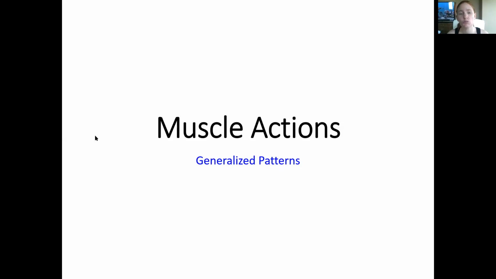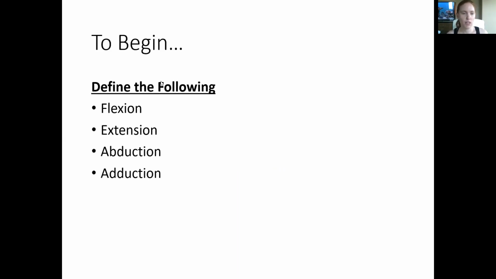to be very helpful for lab, because remember, for lab you need to know not just the muscle names, but the actions of the muscles. And so this is going to help create some context for you. Before we begin, we need to define some of these terms: flexion, extension, abduction, and adduction. So my suggestion would be to pause the video right now, get out a piece of paper, and try to define all of those before you begin.